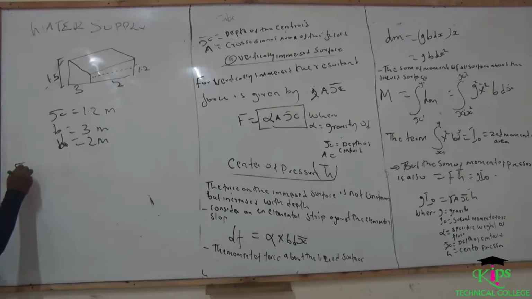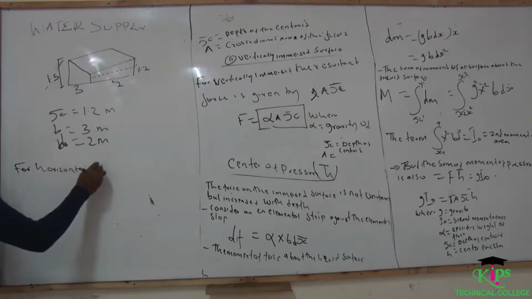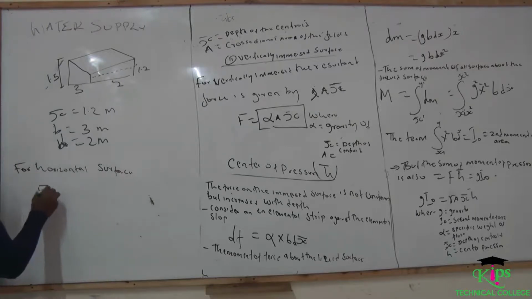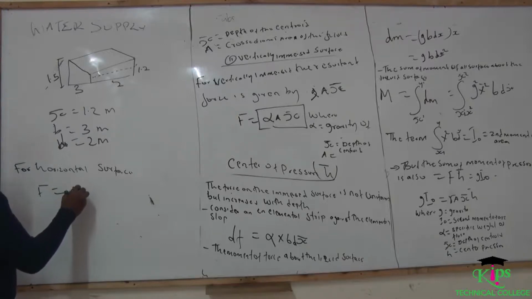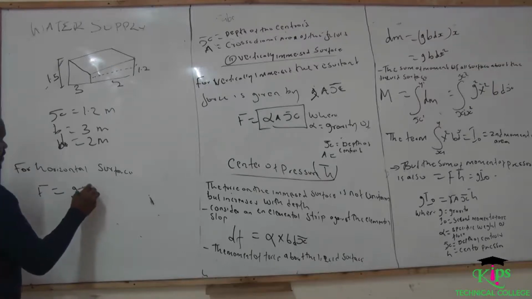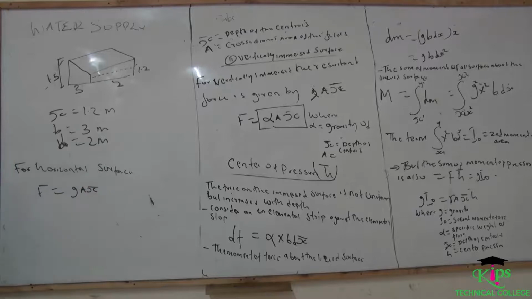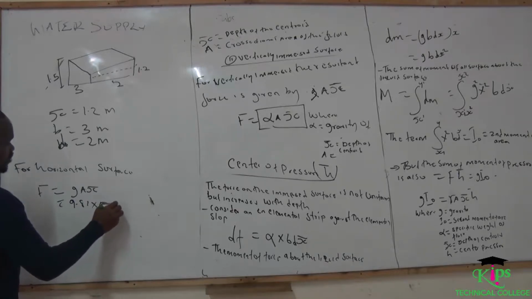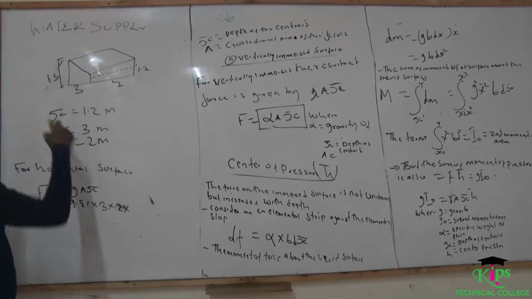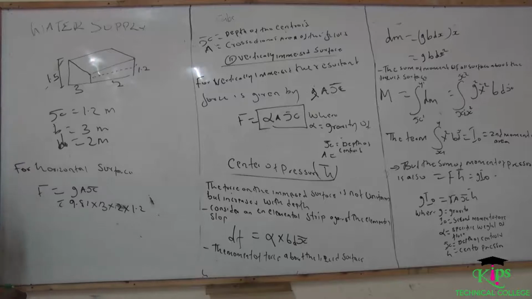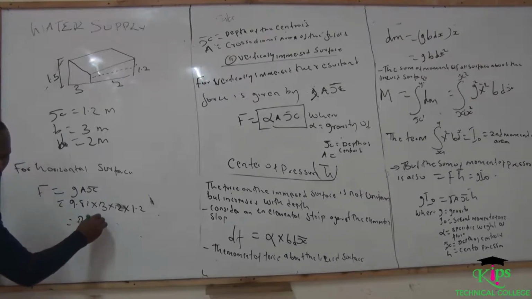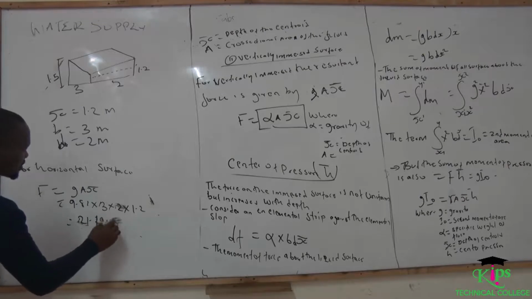We say that for a horizontal surface, the force is given as gravity times the cross-sectional area times x bar, the depth of the centroid. For that scenario, since it is rectangular, we multiply 9.81, the gravity of the earth, times the area, which is 3 by 2, times the centroid depth of 1.2. Then we get 21.191 newtons, because we are talking about the force.